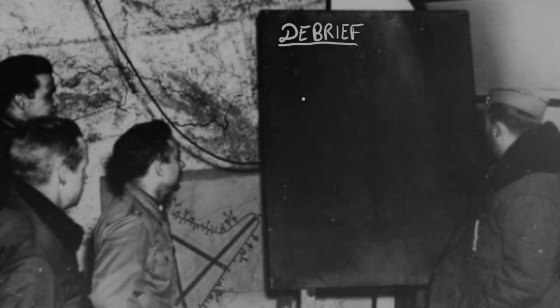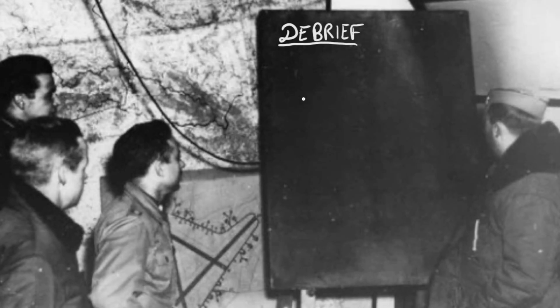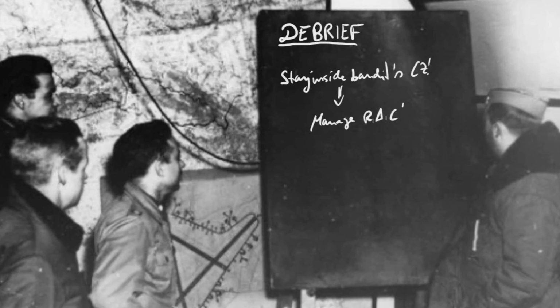Alright, so let's go over some quick debriefing, shall we? We learned, and it was demonstrated to us, that in order to win the engagement, we need to stay inside the bandit's control zone, right? We learned how to do this by managing range, angle, and closure.